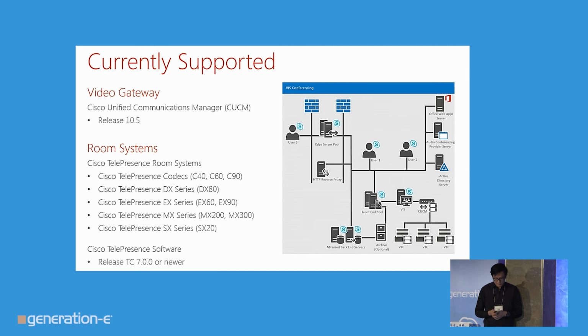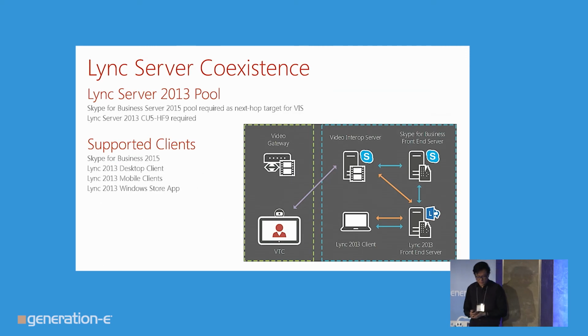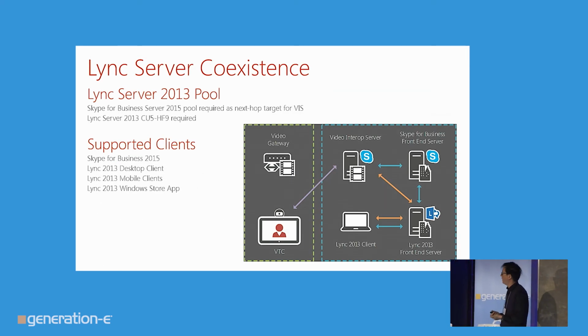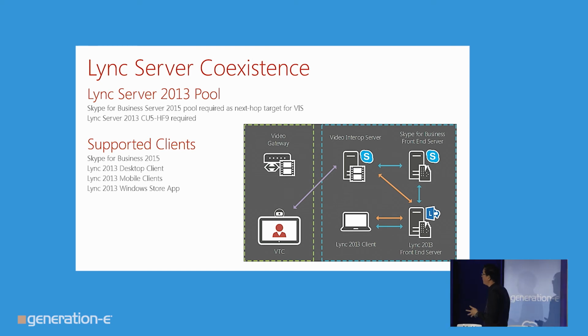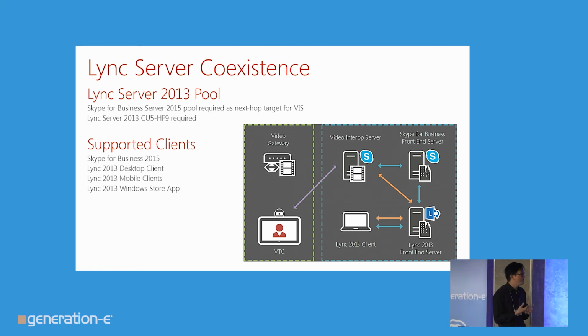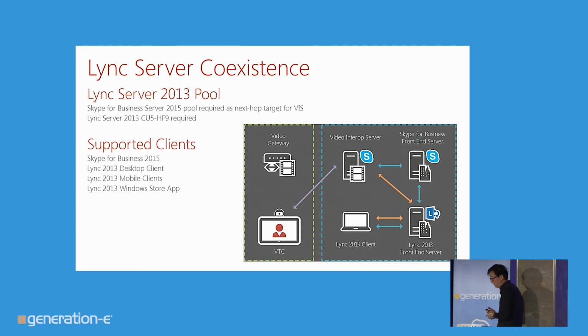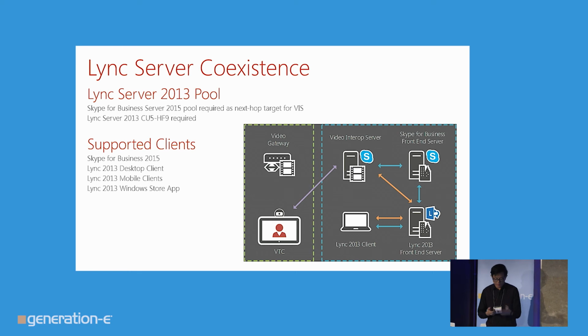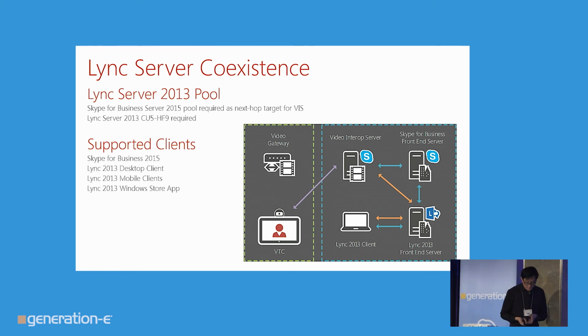In terms of coexistence, if you have a Lync 2013 server pool, can it make use of VIS? Yes, it can. You do need to have a Skype for Business front-end server to be able to set up and deploy a video interop server. But once you've got that, you can have your clients still hosted on your Lync 2013 server, and those can make use of the VIS server role, using the VIS server to join the call as well.